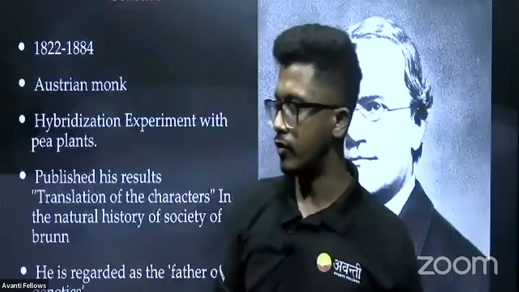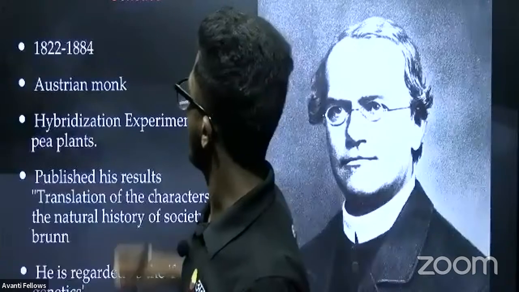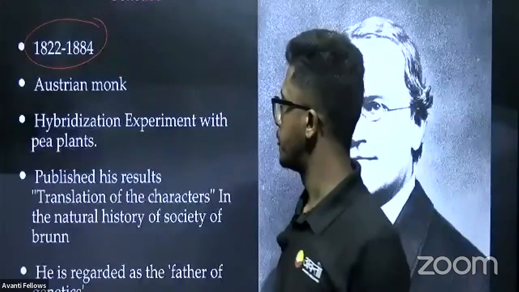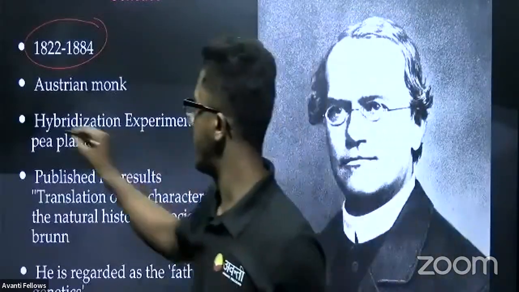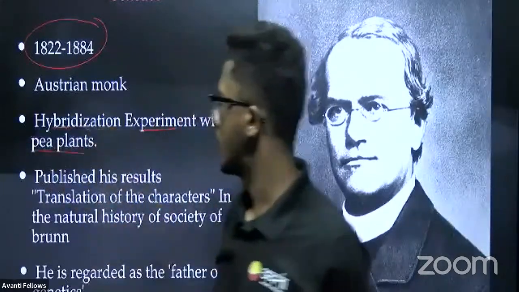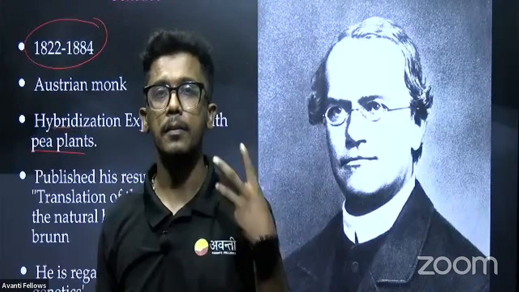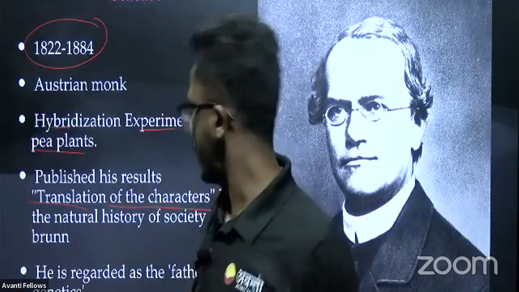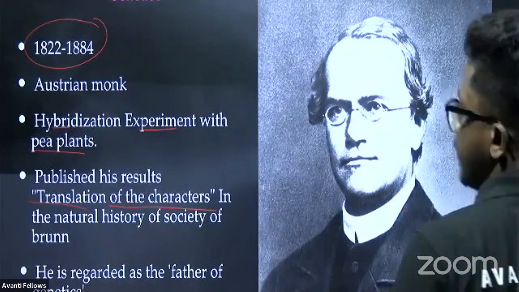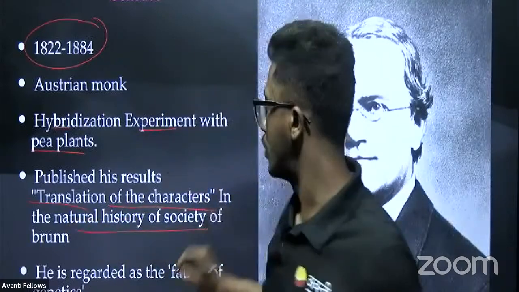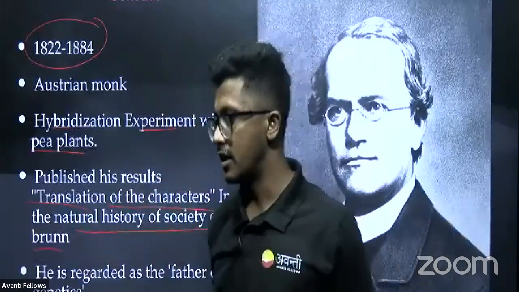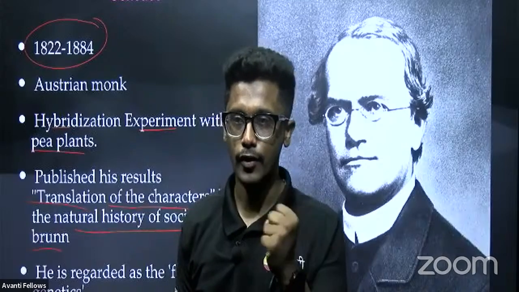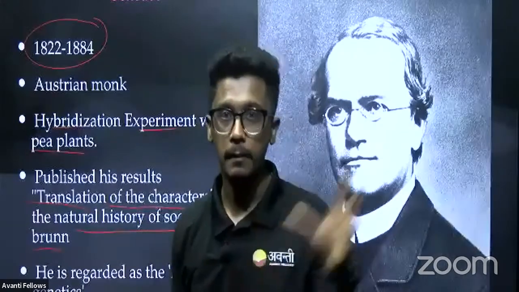A short story about Mendel: he lived from 1822 to 1884 in Austria. He was a monk basically, very famous for his hybridization experiments with pea plants. His work was published in the Transactions of the Natural History Society of Brunn. But his work was not quite recognized, and it was not given the recognition that it deserved back in the days.